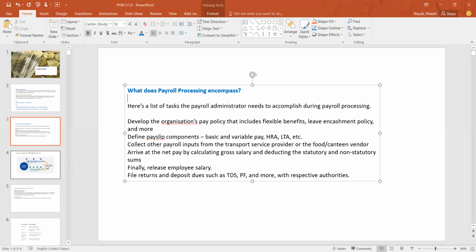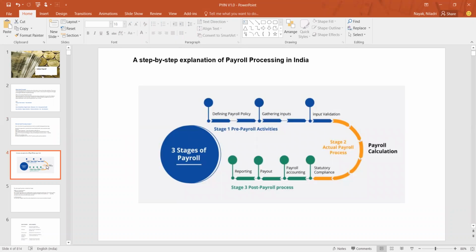And the same thing I'll now explain in stages. In a typical payroll process, we'll have 3 stages. One is your pre-payroll activities, which is stage 1. Stage 2 is payroll calculations. Stage 3 is your post-payroll process. Here I'm not talking about SAP. Part of what I'm talking about today is very generic, and in the upcoming sessions I'll link these things to your SAP.